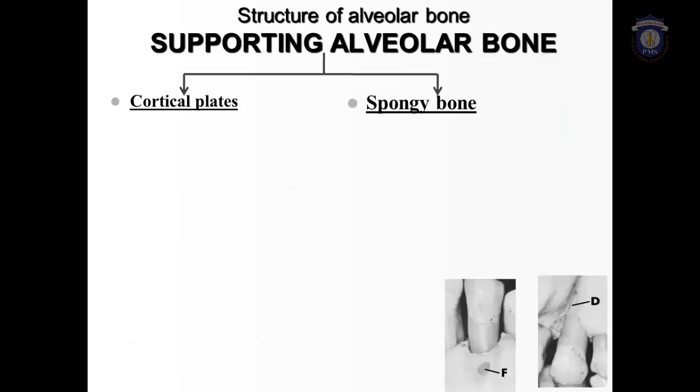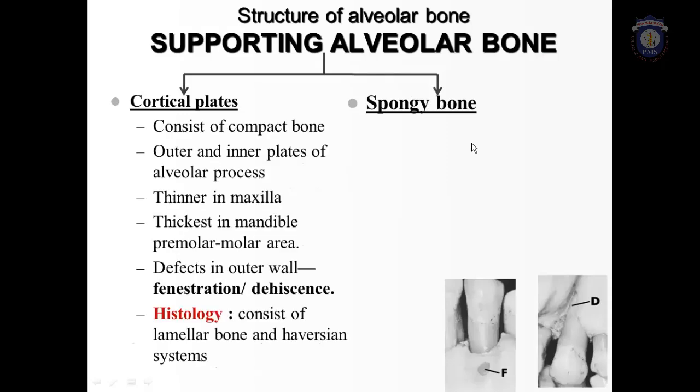The supporting alveolar bone comprises of cortical plates and spongy bone. Now, the cortical plates are the outer and the inner plates of the alveolar process. In the maxilla, they are thinner, and in the mandible, they are thicker. And on average, they are thicker in the premolar and the molar area.